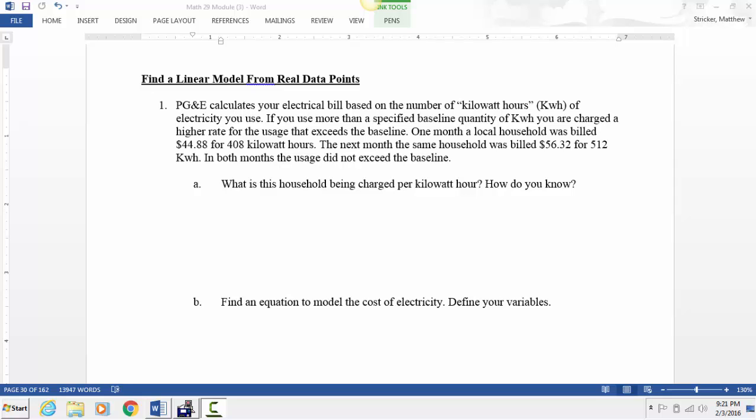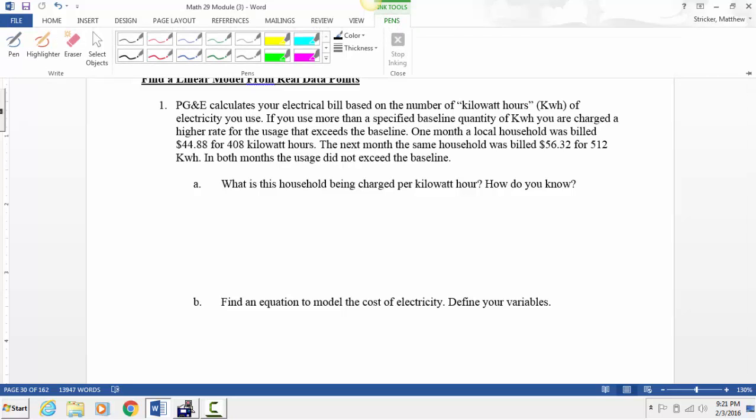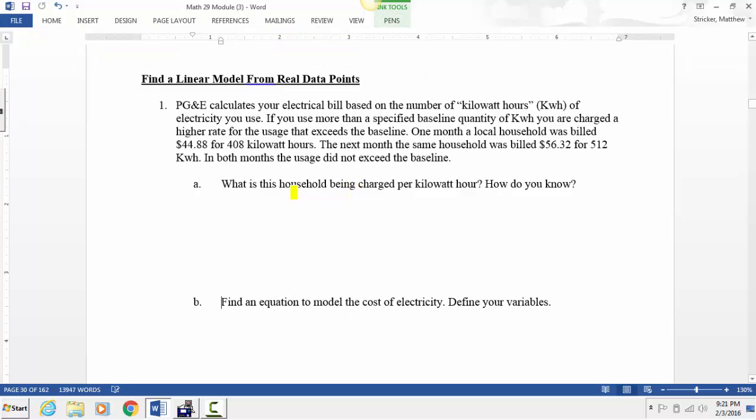So remember what we talked about with slope and what slope means. It's saying what is being charged per kilowatt hour. That word "per" suggests that we have a rate going on, and whenever we're trying to figure out a rate, that means we're trying to find what? The slope. To do that, we know we need y2 minus y1 over x2 minus x1, which means we need 2 points.